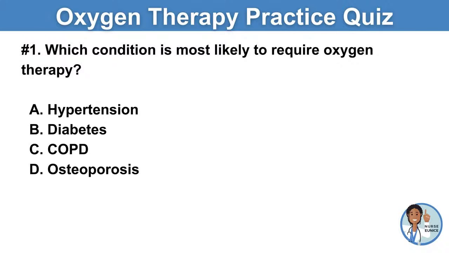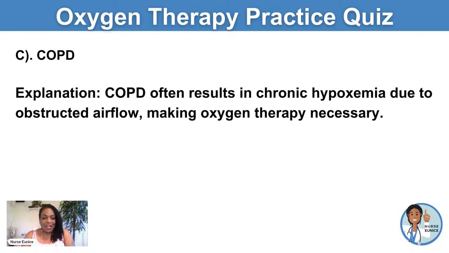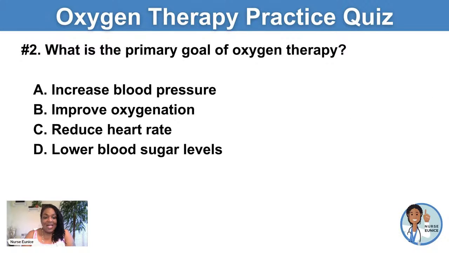Great job, Ruth and Chrissy and Flossie and Shamika. Yes, it is COPD. So COPD often results in chronic hypoxemia due to obstructed airflow, making oxygen therapy necessary. The next question, what is the goal of oxygen therapy? Is it to increase blood pressure, improve oxygenation, reduce heart rate, or lower blood sugar levels? Why are we putting these devices on our patients?